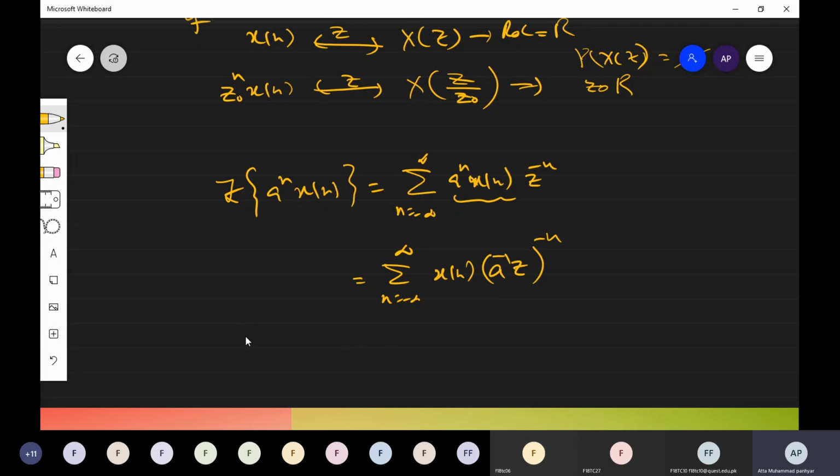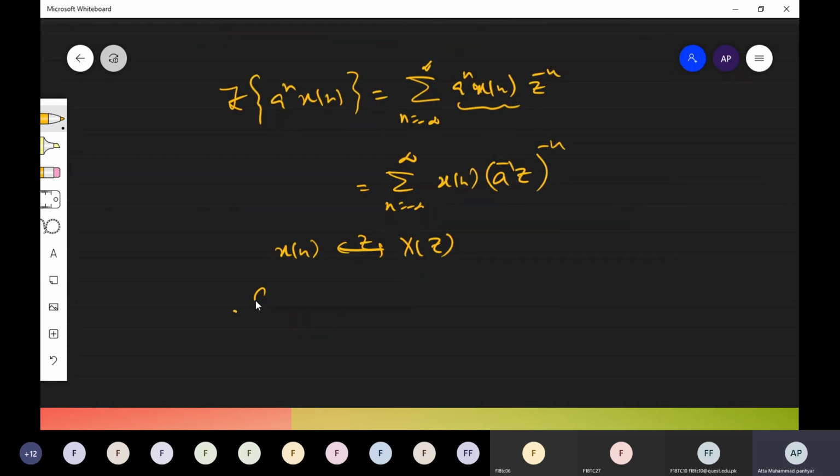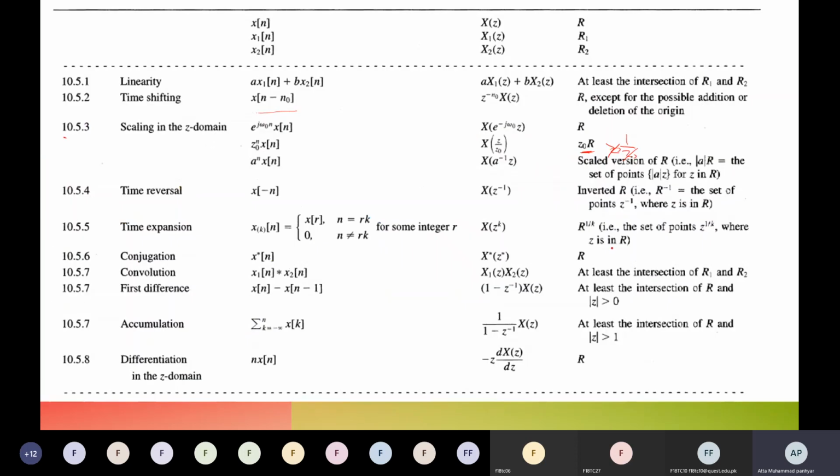And we can conclude from here that if x of n has z transform x of z, then alpha power n x of n has z transform x of z over alpha. And what must be the region of convergence? Alpha R, right? If the region of convergence ROC of x is R. So let's see, we have a scaled version of our ROC.